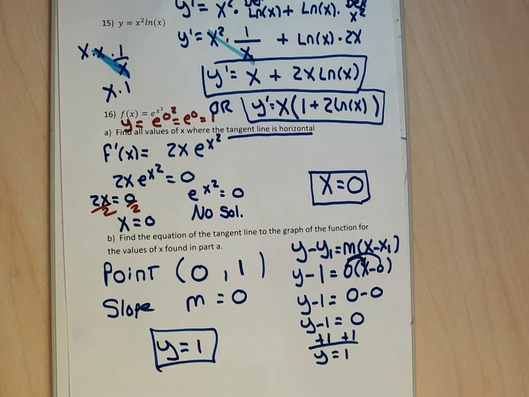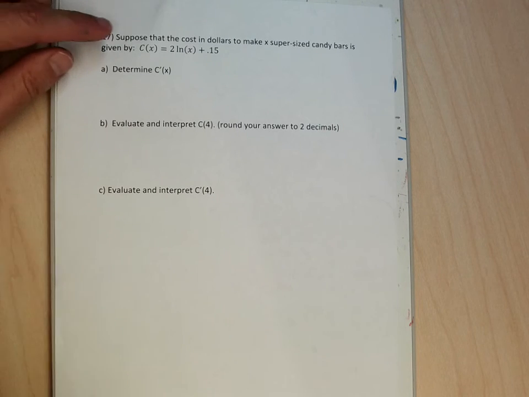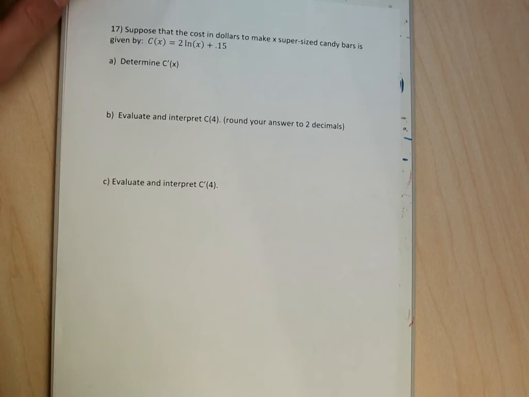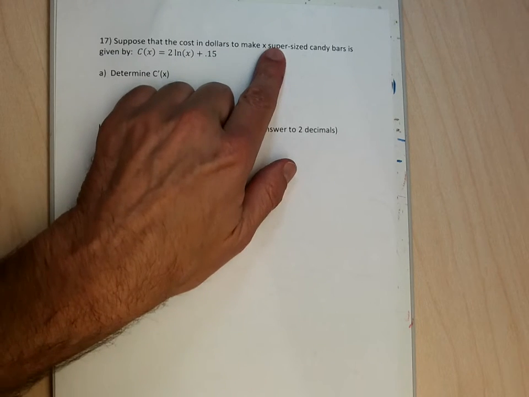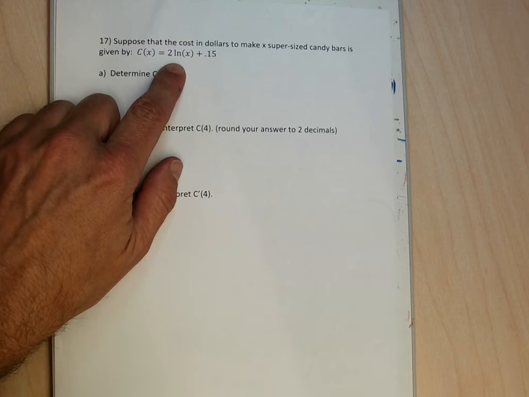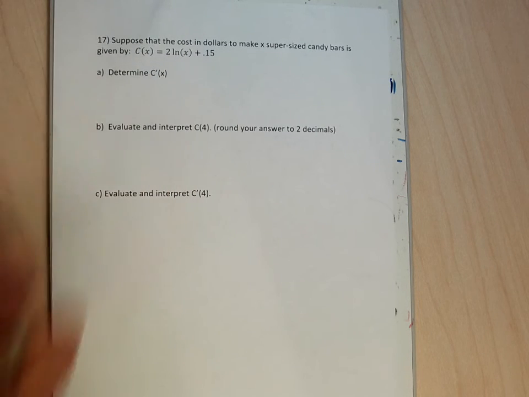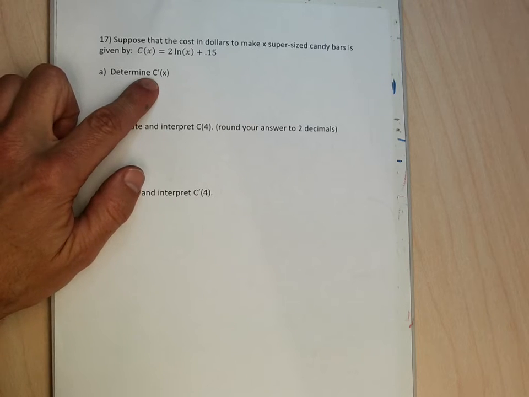One more problem, and it looks pretty imposing, but it really isn't. It's a word problem, and this word problem gives me an equation. It's a cost function. It says that the cost for making x supersized candy bars is given by this formula, C equals 2 ln of x plus 0.15. Part A says find the derivative of this.